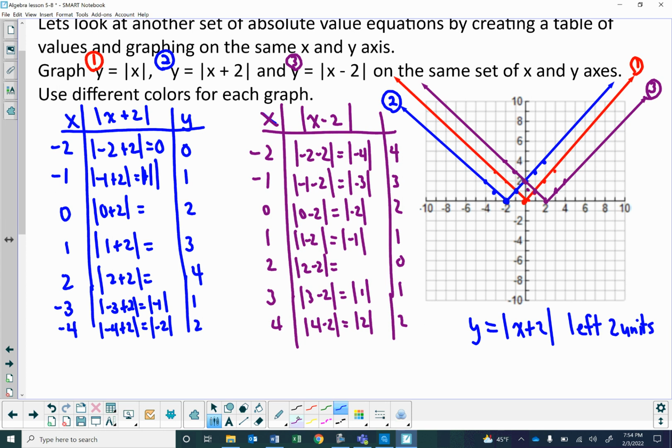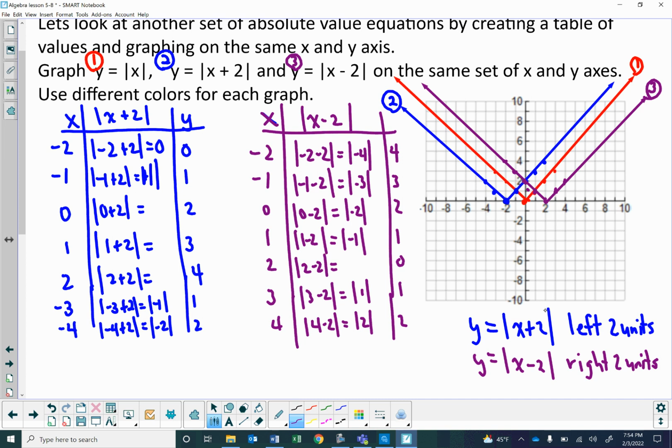The purple graph had the graph of y equals the absolute value of x minus 2, and it was shifted right 2 units. So if you look at it, it's exactly backwards of what your brain would think. Your brain would think +2 should go to the right and -2 should go to the left. But when you apply the absolute value, it actually shifts it the other direction.